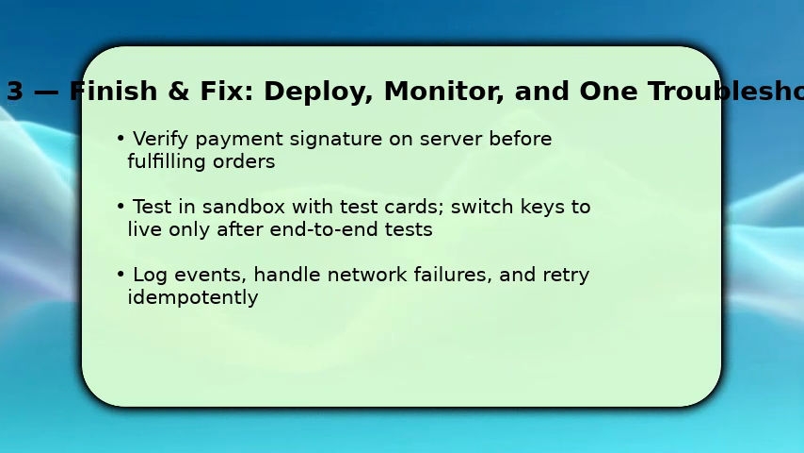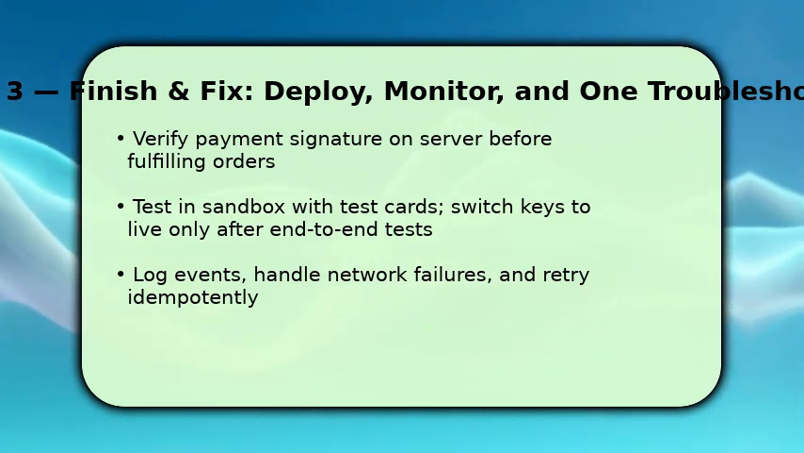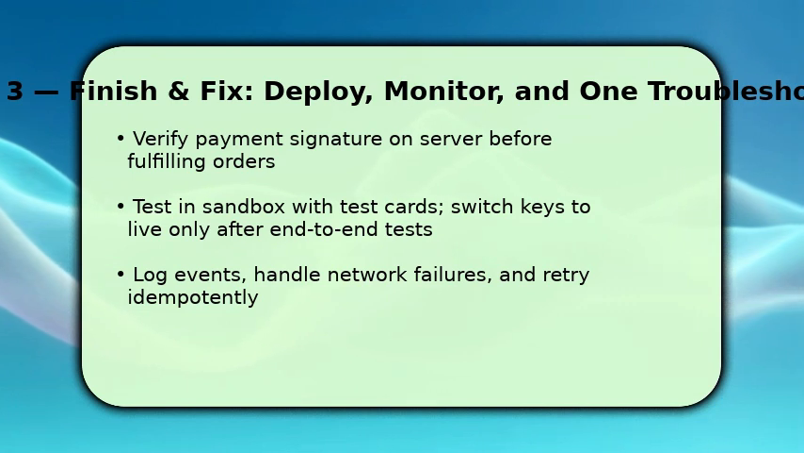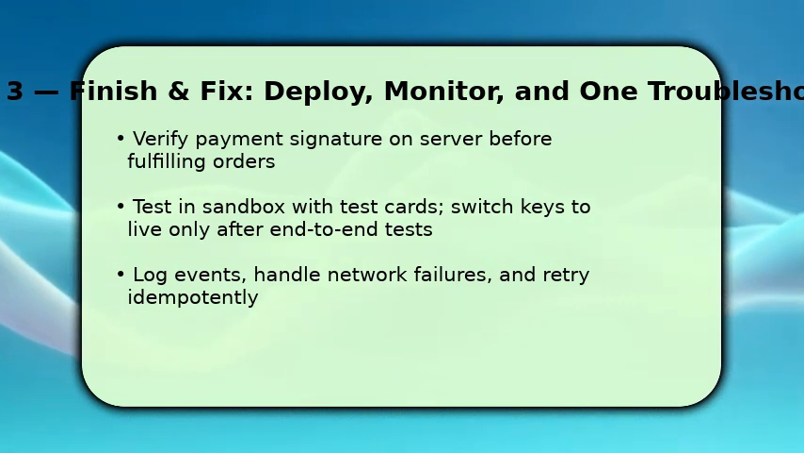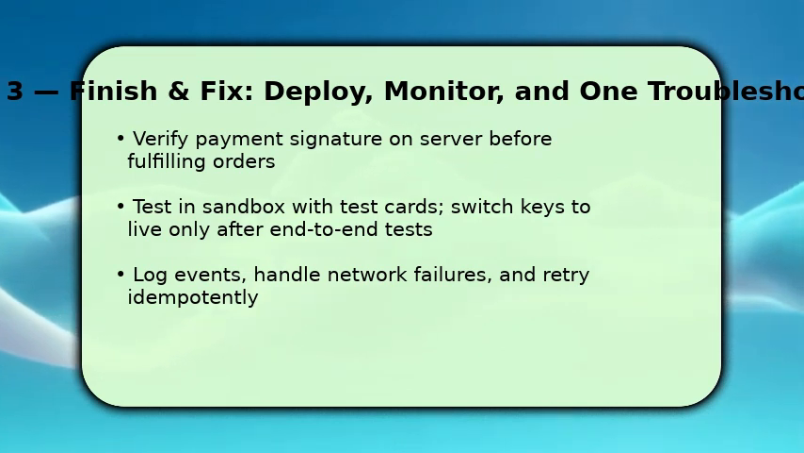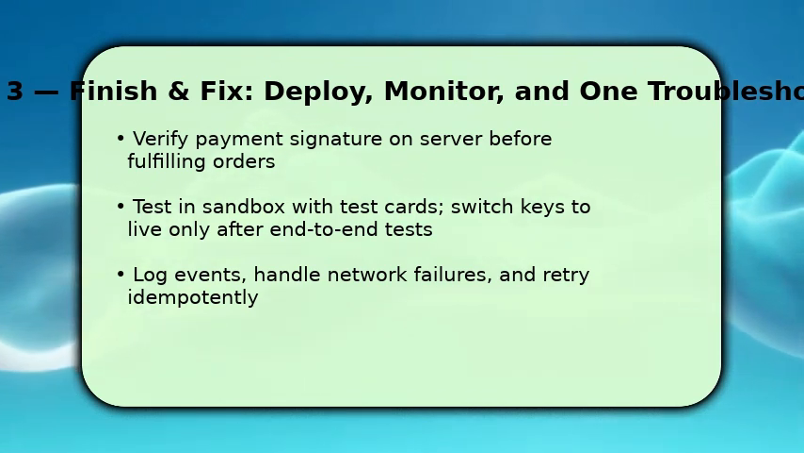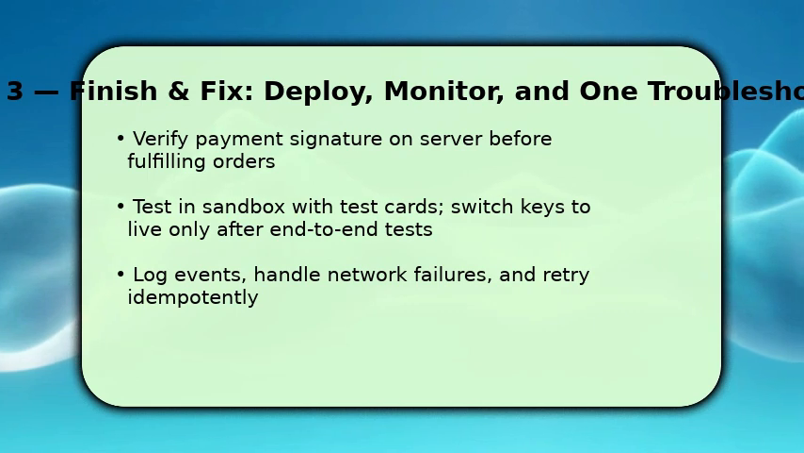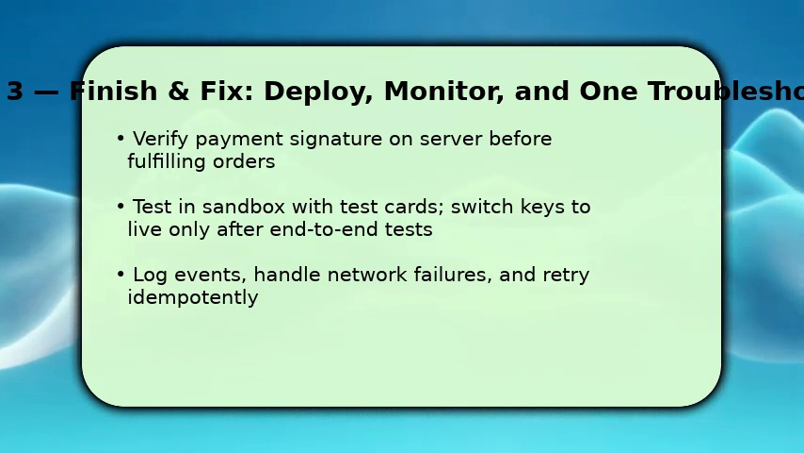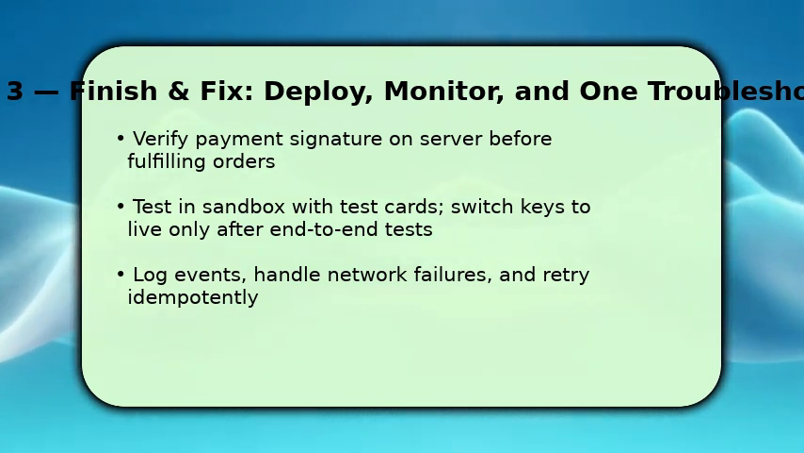This prevents fraud. Make sure to test with sandbox cards and simulate network drops. Switch to live keys after full E2E checks. If something goes wrong, check logs, enable verbose SDK logs, confirm webhook deliveries, and ensure your server clock is synced. Signature mismatches often stem from incorrect payload or time drift. If retries are needed, implement idempotency to avoid double charges.